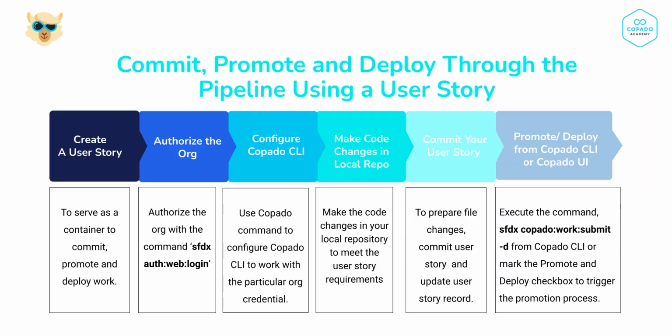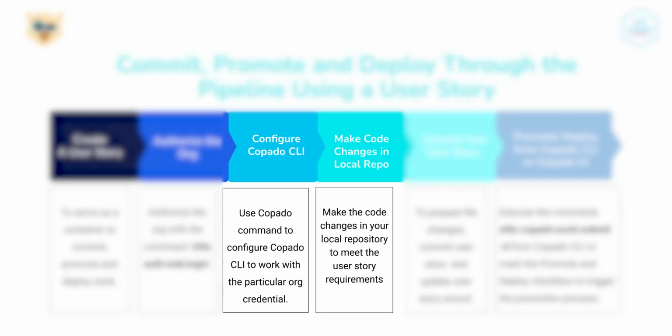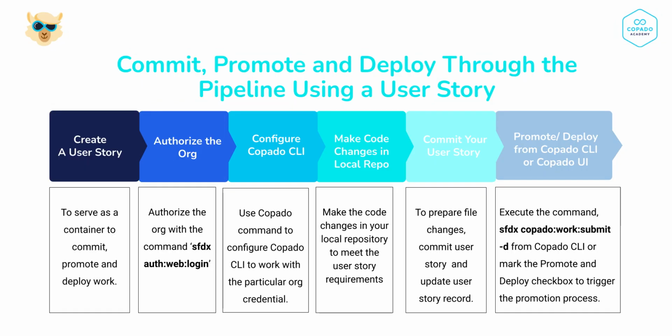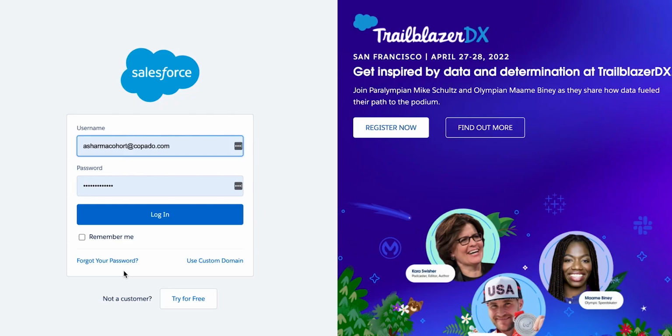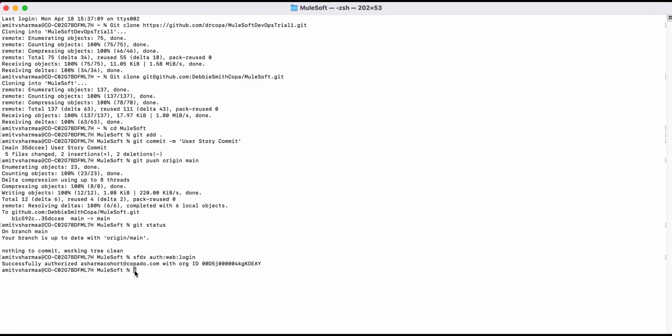Next, go ahead and make the code or configuration changes and have Copado push the changes to the version control system. In order to push the changes to GitHub, it will be necessary to use the Copado CLI. First, authorize the org, where you have your user story record. Run the sfdx command sfdx auth web login to authorize your org. It will open the Salesforce login window, enter the credentials of your org, and after successful login, the terminal will display the message "Successfully authorized."